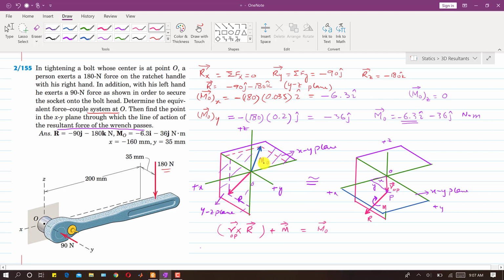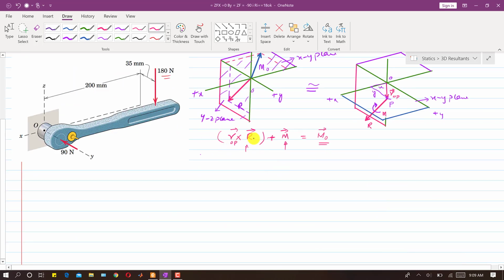Right, so this moment at point O will be divided into two parts, right? It will consist of the couple of this range and the moment produced by the resultant at this point P, right? So the total moment will be equal to M_O. So what we will do, we will find the moment due to the resultant plus that moment of this range, this M.